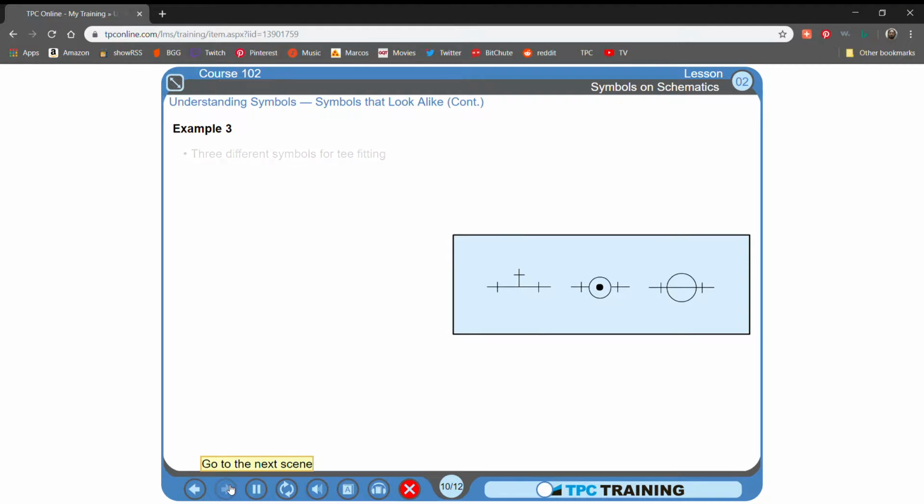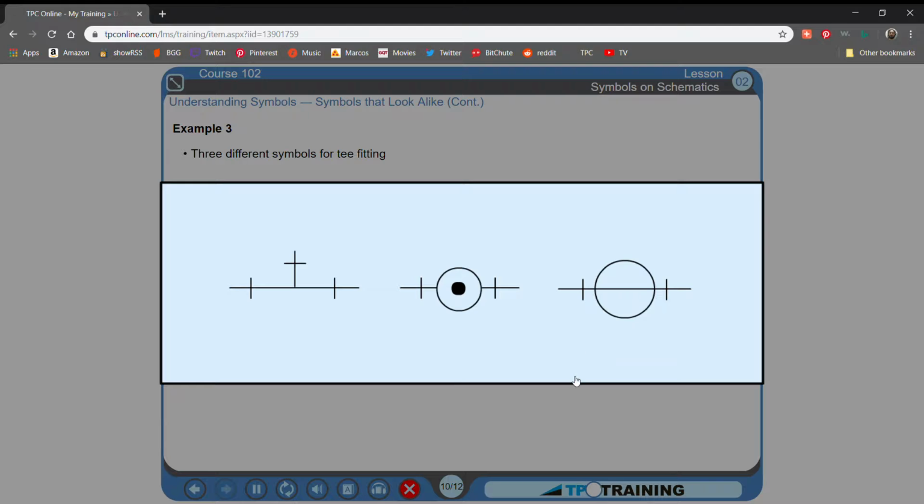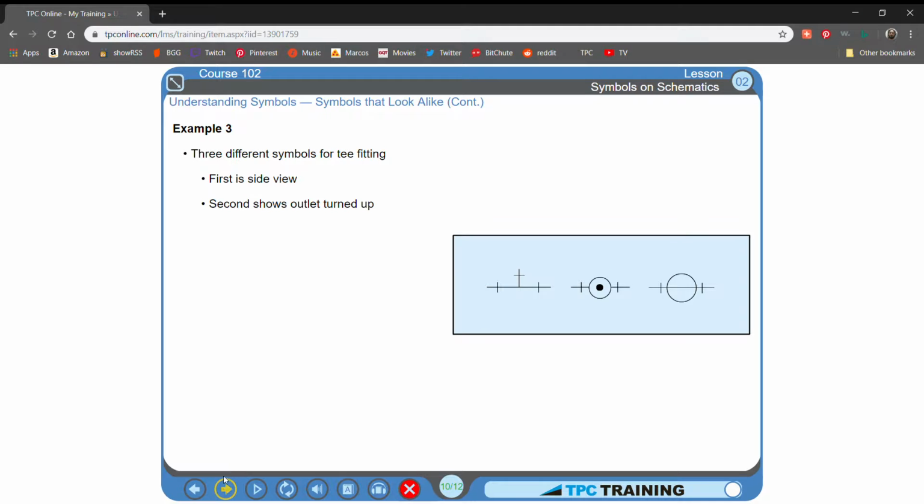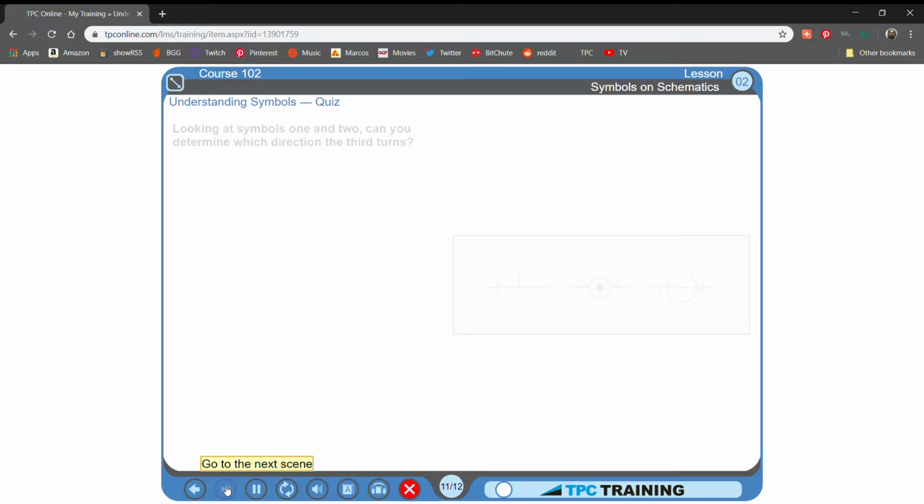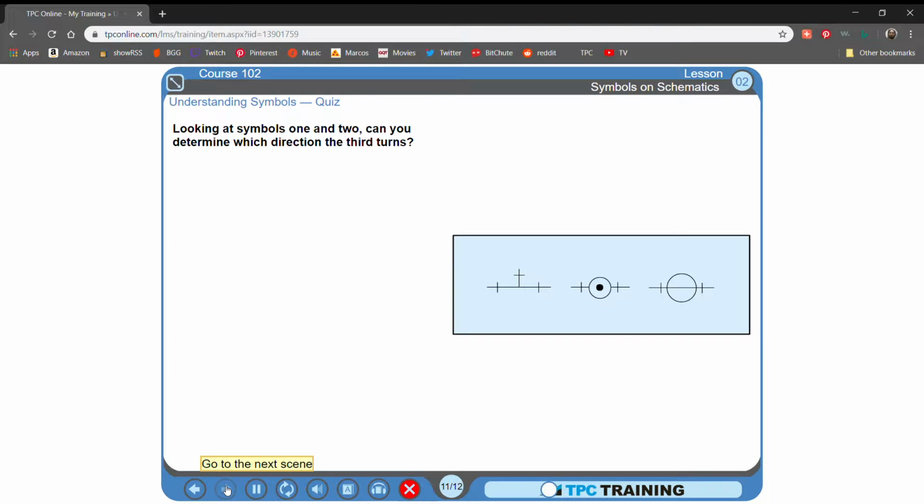Example 3. Here are 3 different symbols for a T-fitting. The first is a side view. The second shows the outlet turned up. Looking at symbols 1 and 2, can you determine which direction the third turns? Left, right, or down?